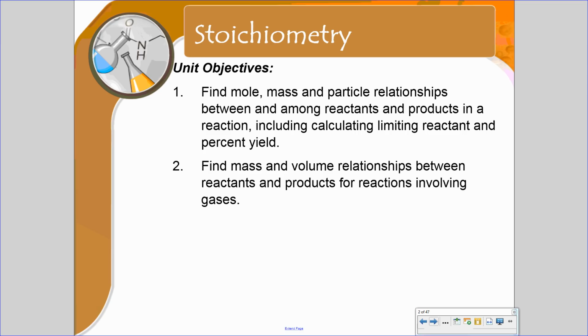So for stoichiometry, our objectives: we will be finding the mole, mass, and particle relationships between and among reactants and products in a reaction. We're also going to be calculating the limiting reactant and the percent yield. We will also find the mass and volume relationships between reactants and products with gases.